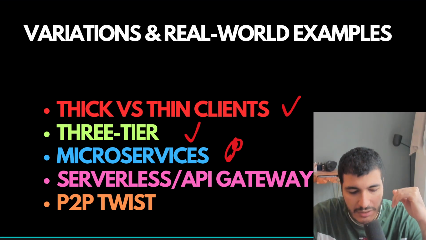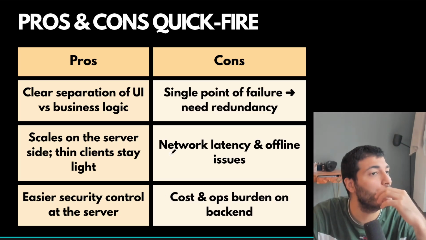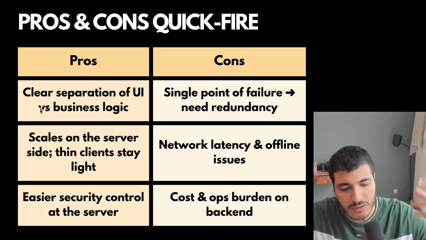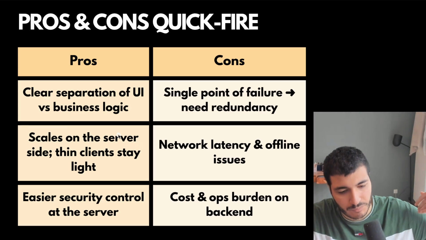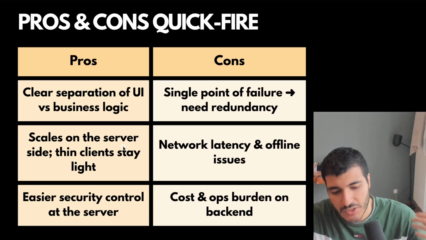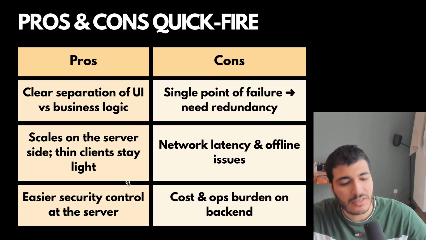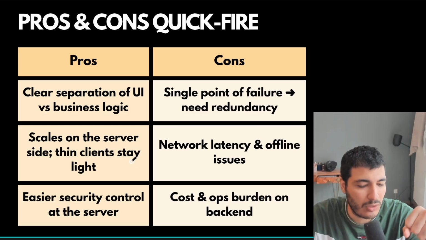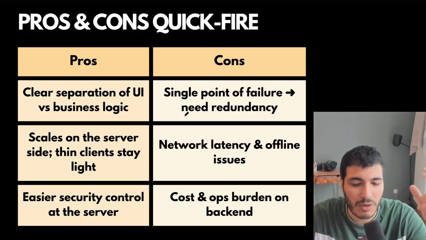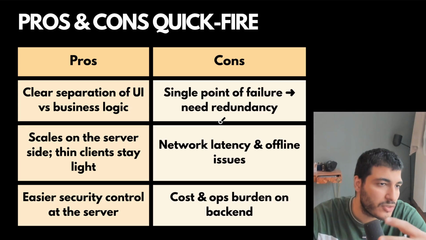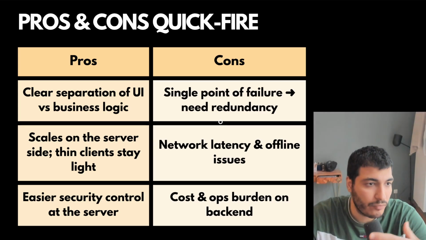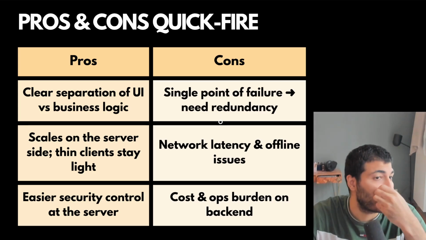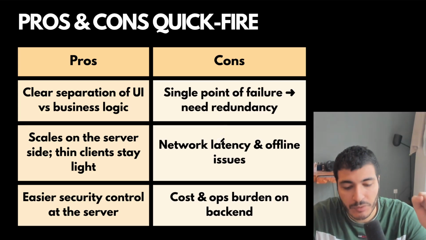Okay, I guess next we will talk about the pros and cons of the client server architecture. First, the pros: we have a clear separation of UI versus business logic. Second, we scale on the server side while thin clients stay light. Third, it's easier to control security at the server. The con is that we have a single point of failure. We need redundancy. If we have one server and the server is gone, basically all of our data and business logic, we can't work with it anymore.